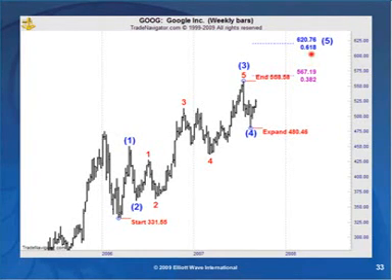But if wave 5 equals 0.618 times the net distance traveled of waves 1 through 3, we get 620. So we're going to keep that in mind. We're going to keep 600 and about 621 as potential targets.